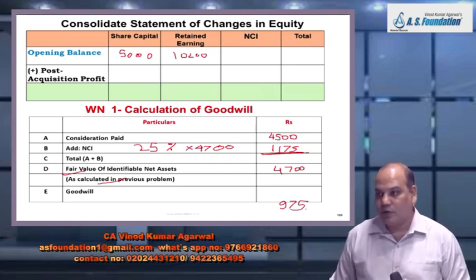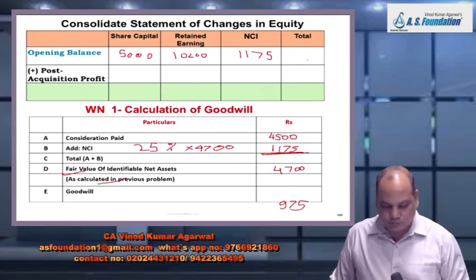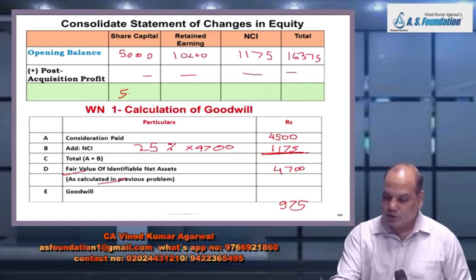So how much is goodwill now? Is it 975? Come to NCI. Write NCI here, 1,175. Tell me this total now. 16,000. 375. Post acquisition is not there. So copy the same figures again.